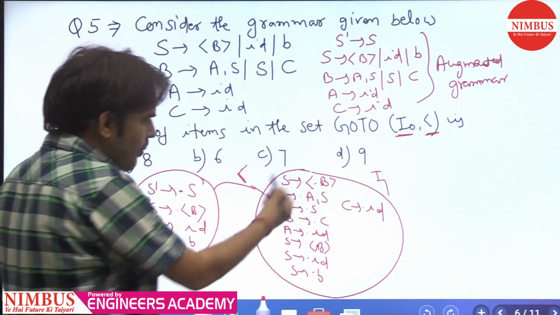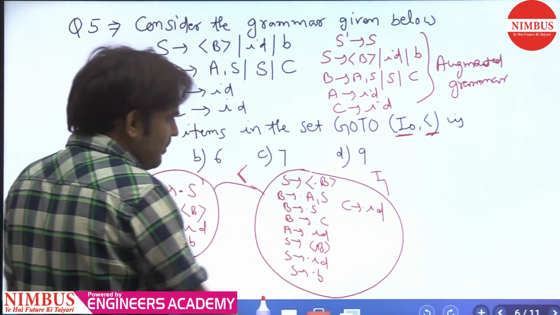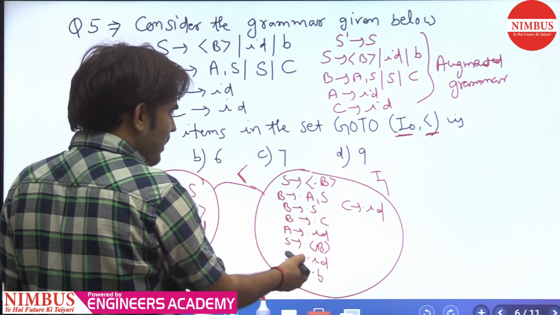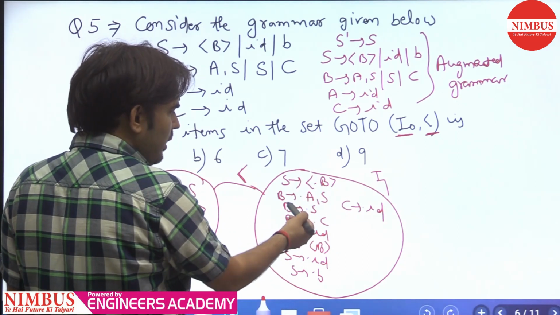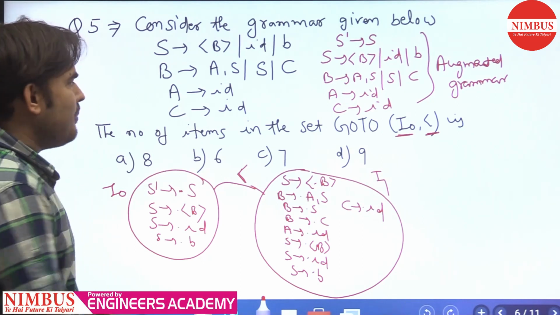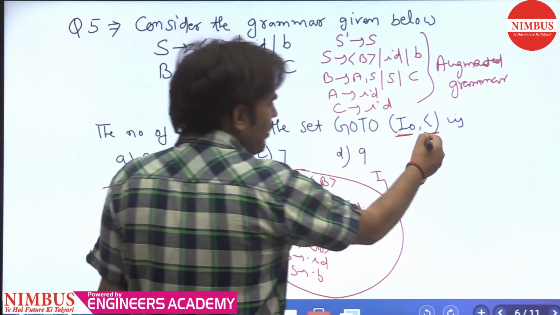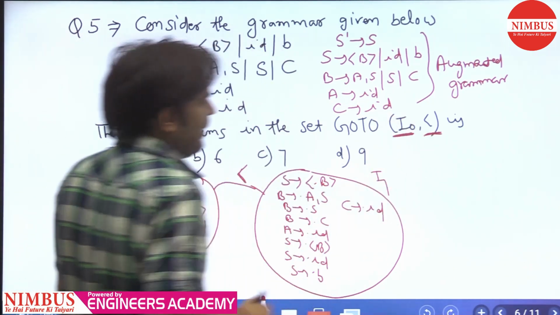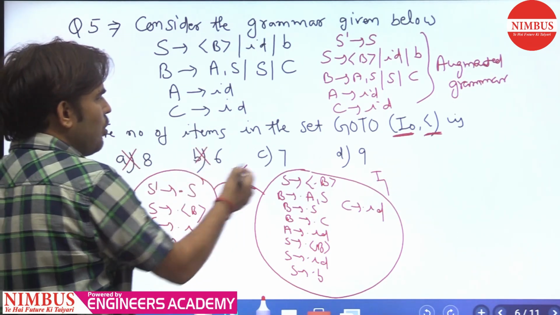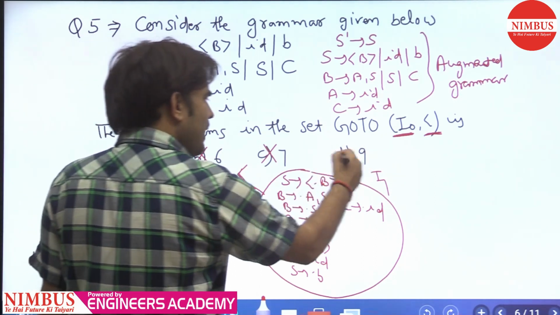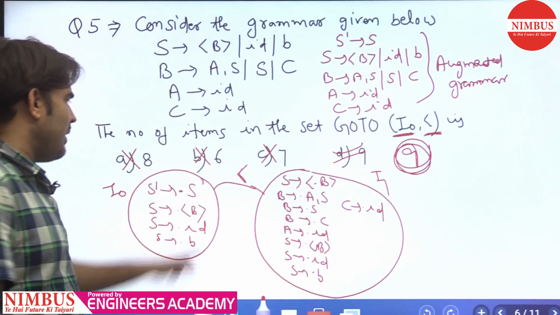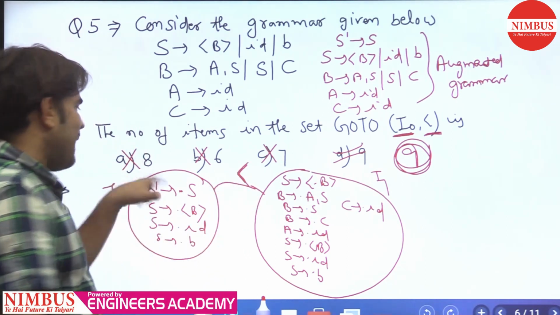Okay guys, so how many items are there in I1? 1 2 3 4 5 6 7 8 9. How many? 9 items we are getting when we are giving this less than operator on I naught state. Okay, so option A 8 no, option B 6 no, option C 7 no, option D 9. Yes, 9 is correct. 9 items we are getting when we give this less than on the I naught state.